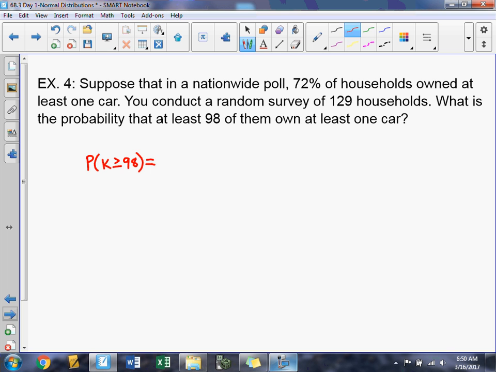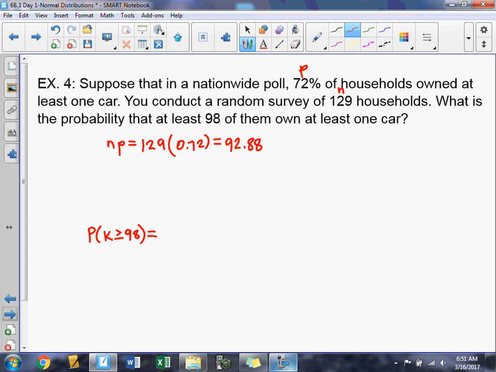So what we can do is we can try to figure out, can we do this using a normal distribution? So we have to check n times p. It has to be greater than or equal to 5. So n is 129. P, probability of success, is 0.72. That is 92.88.